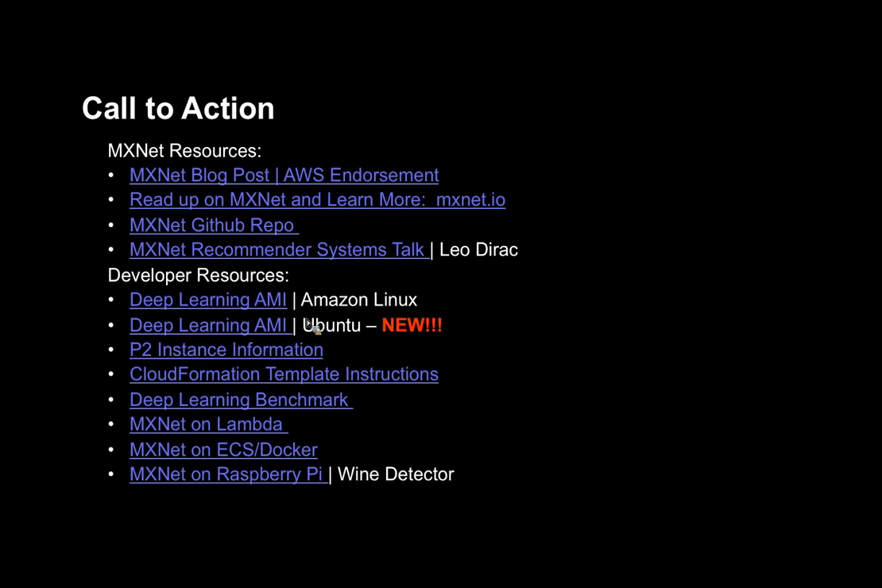We also have developer resources for the deep learning AMI that we used in our CloudFormation template. It is available in Amazon Linux and Ubuntu as well. We also have tutorials and links on how you can run predictions on Lambda using MXNet, also ECS and Docker. As I mentioned earlier, we also have a Raspberry Pi tutorial on how you can get MXNet up and running, deploy a model, and it actually detects and classifies wine.